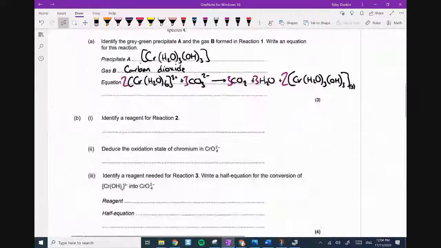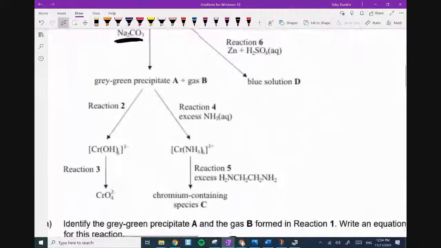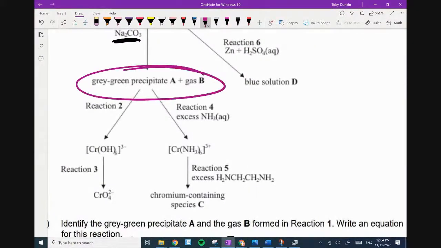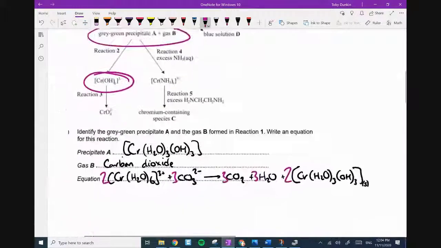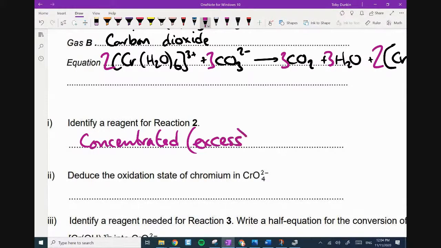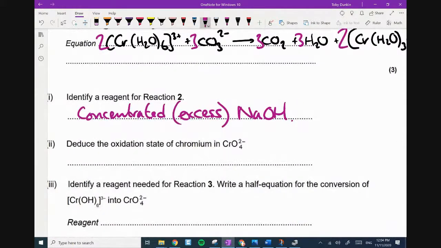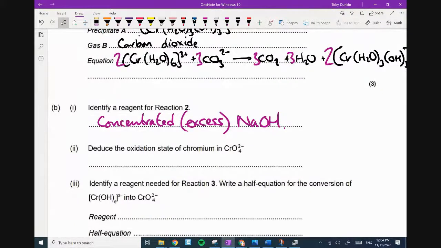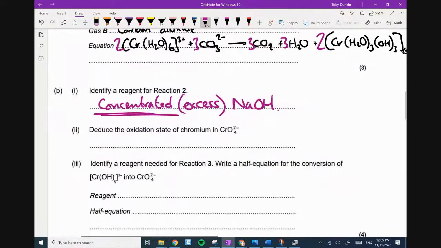Okay, identify the reagent for reaction 2. So reaction 2, we're going from the triaqua trihydroxy complex, and we're forming the hexahydroxy chromium 3 complex. So what that means is we're going to be using concentrated, or in brackets excess, sodium hydroxide. So in order to get a full swap out, we're always going to be using concentrated NaOH, which of course concentrated means it will always be a massive excess. I would emphasize the word concentrated. If it's asking for the reagent, it's definitely worthwhile saying it.